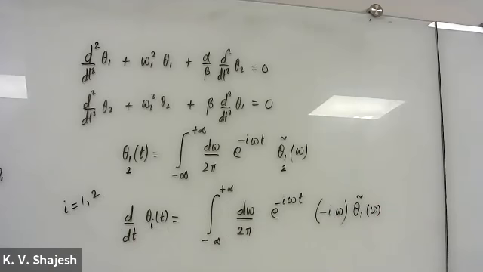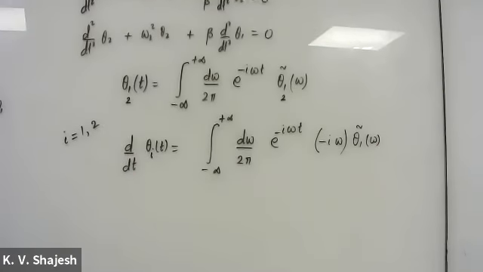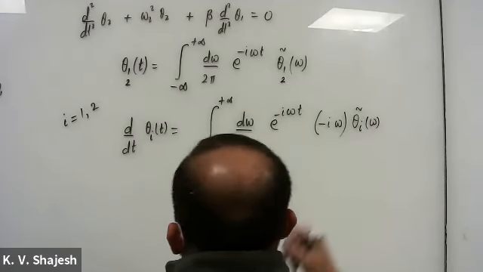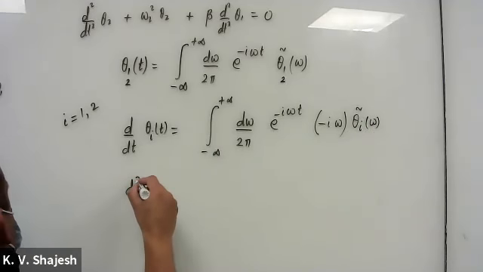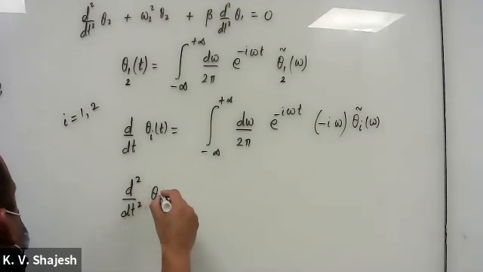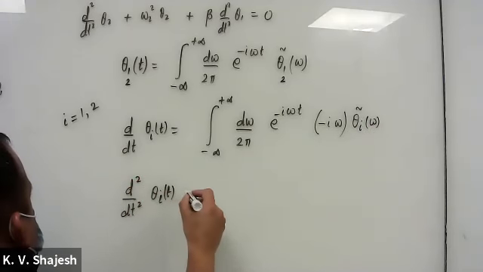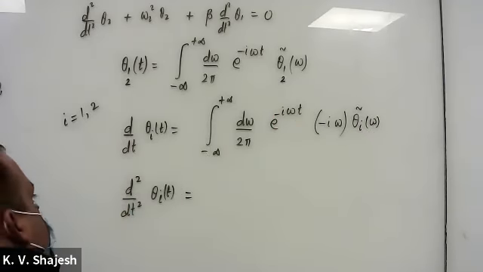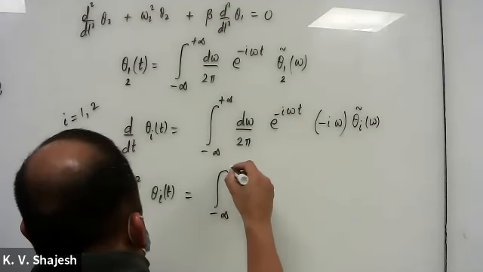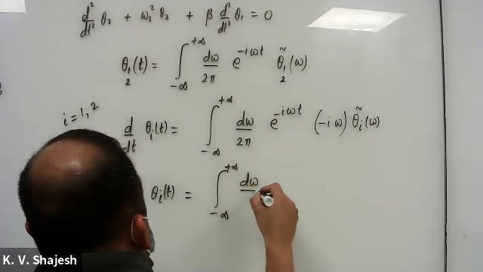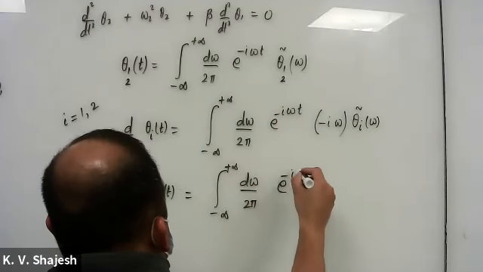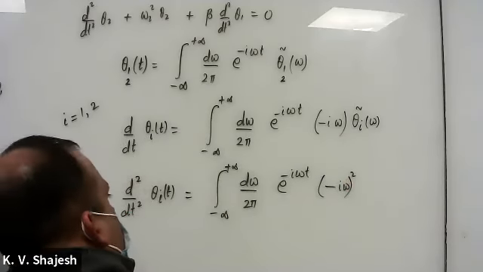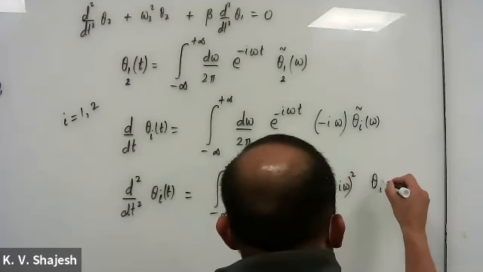If I do a second derivative, by the way, this is theta i, 1 or 2. If I take a second derivative, which is what we are encountering in our problem, I take one more derivative. Again it acts on the same time dependence, and it is just added. You put that in the parenthesis again: e to the minus i omega t, with minus i omega now squared, since each derivative brought that down, times theta i tilde.